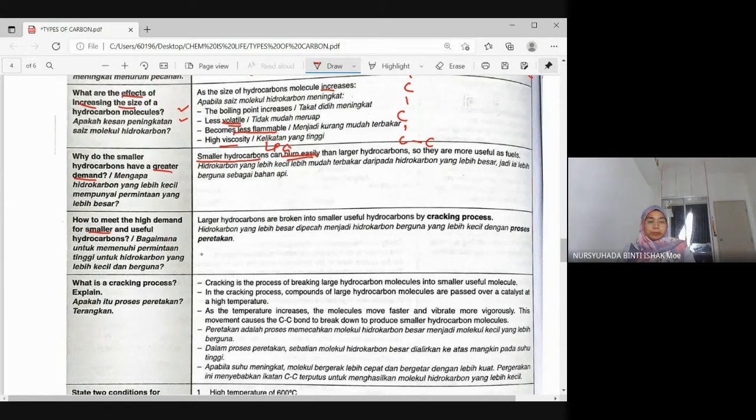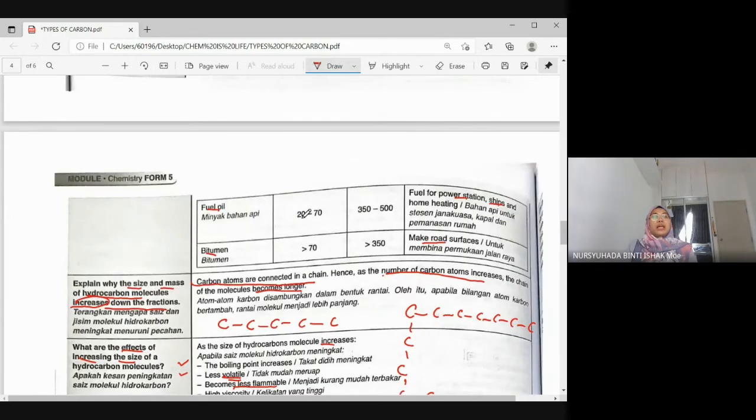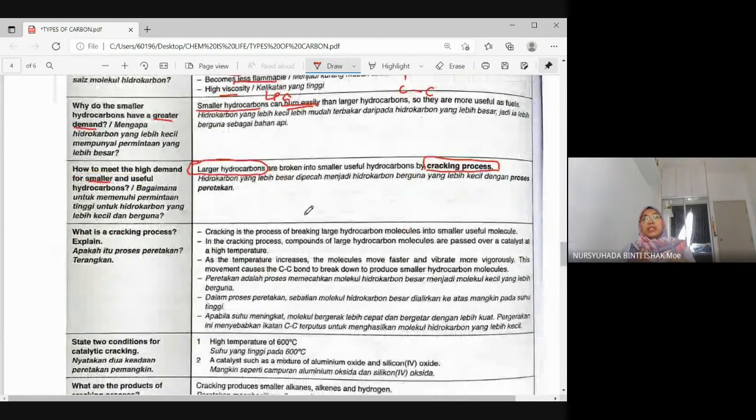Tengok ni. Mana-mana yang larger hydrocarbon yang tak banyak permintaan, dia akan melalui proses cracking supaya dia boleh dipecahkan menjadi small hydrocarbon. Sebab kita tahu kan, dia dah cakap tadi, kalau larger hydrocarbon ni permintaannya tak sebanyak yang smaller hydrocarbon macam LPG, petrol orang lebih perlu berbanding dengan bitumen, berbanding dengan fuel oil ni orang tak berapa nak. So apa yang dia boleh buat supaya tidak berlaku pembaziran, dia ambil yang large hydrocarbon tu, dia undergoes cracking process, so dia akan jadikan dia jadi smaller hydrocarbon.